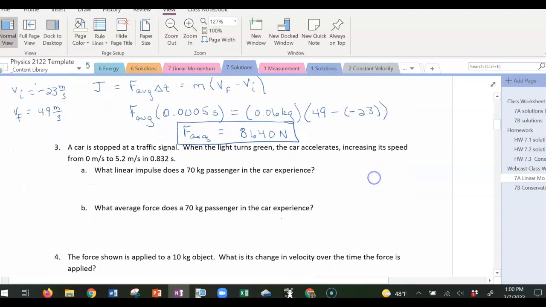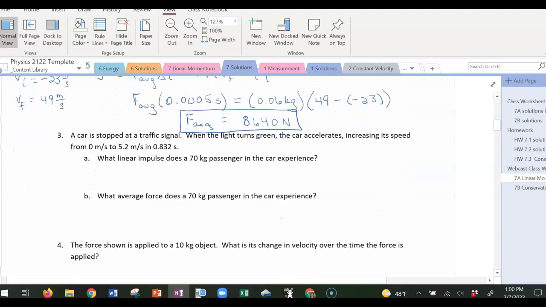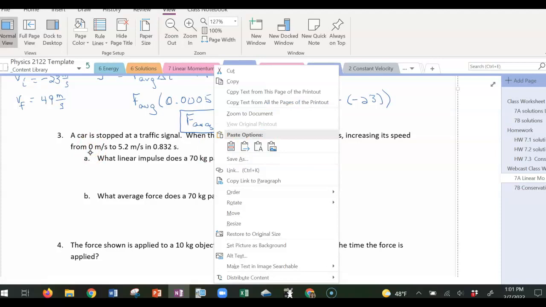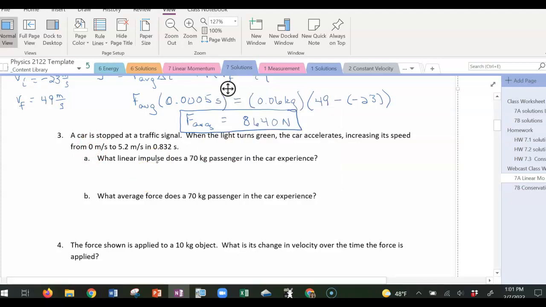Okay, let's look at this one about a car stopped at a traffic signal. When the light turns green, the car accelerates, and its speed increases from rest, or 0 meters per second, to 5.2 meters per second in 0.832 seconds.